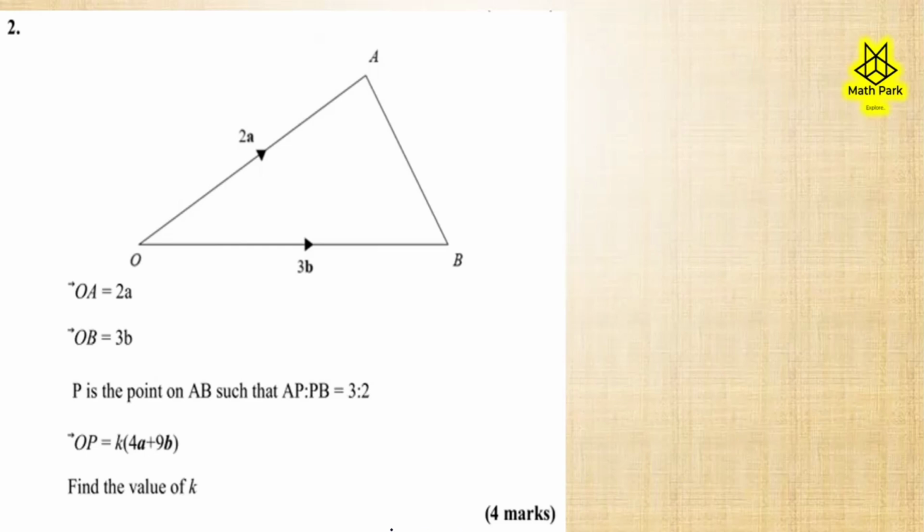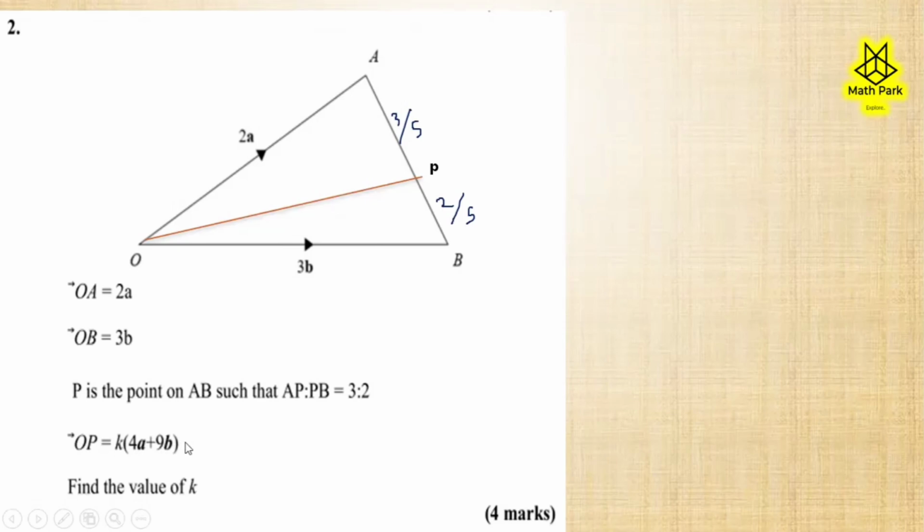So we have the question number 2 again. You have vector OA is 2A. Vector OB is 3B. P is a point on AB such that AP is to PB is equal to 3/2. So 3 plus 2, 5 parts are there. So AP is going to be 3/5 part of AB and this is going to be 2/5 parts of AB. Now vector OP is given to you as K bracket 4A plus 9B.